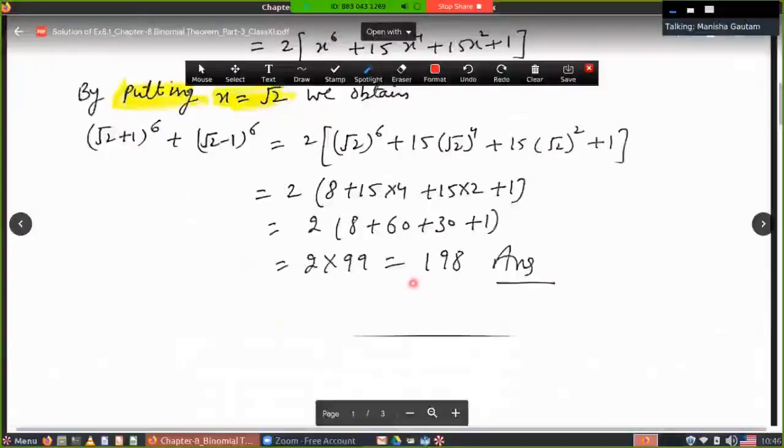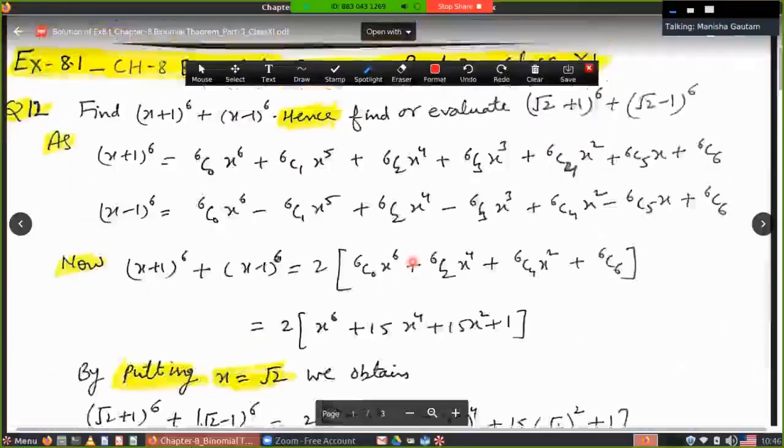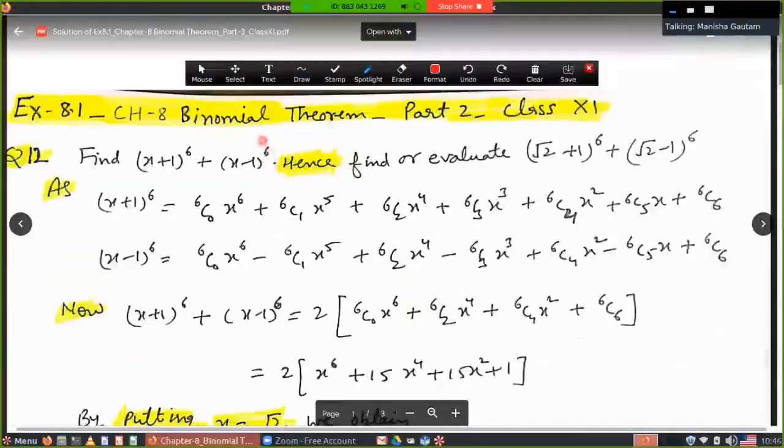If you solve this directly by using expansion, you will get the same answer, but the requirement of the question is what? You have to simplify the previous expansion. This you have to solve first. Hence means what? Solve the previous one and use this previous one, then find out the second part of the question. Okay.